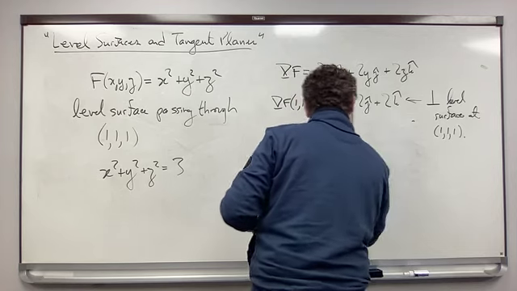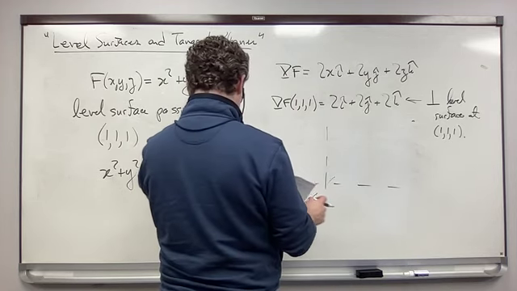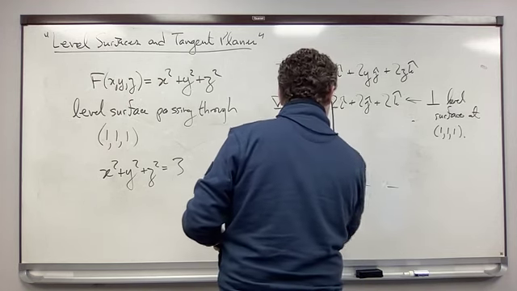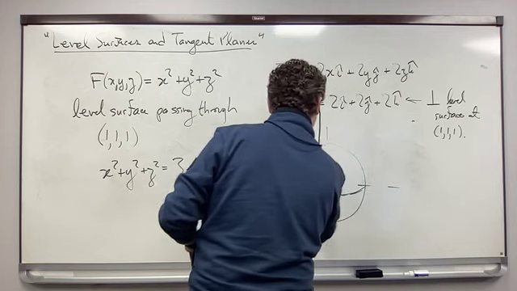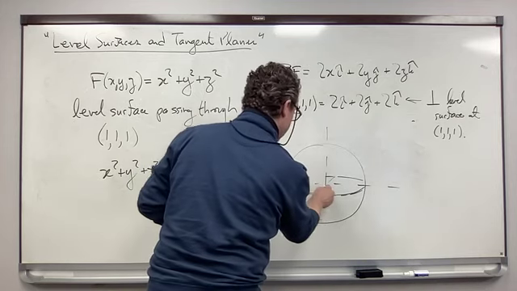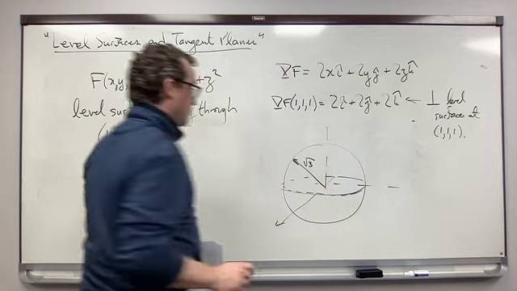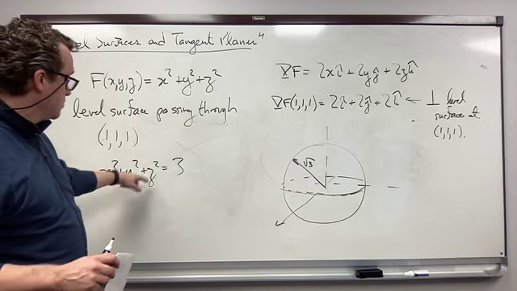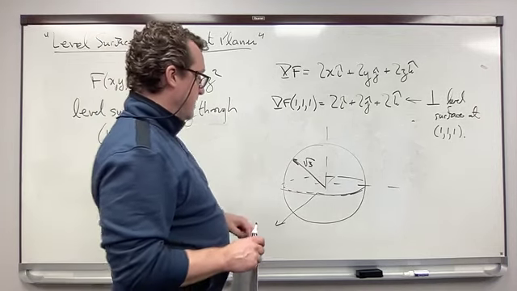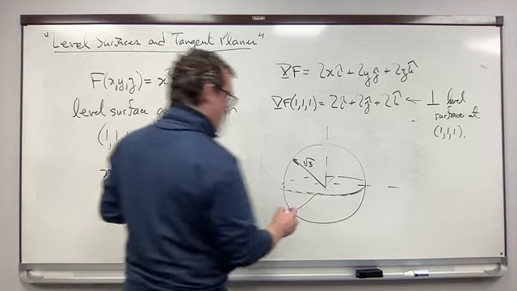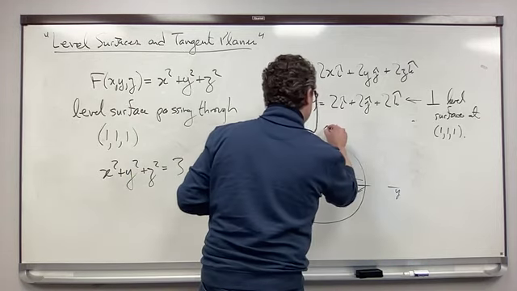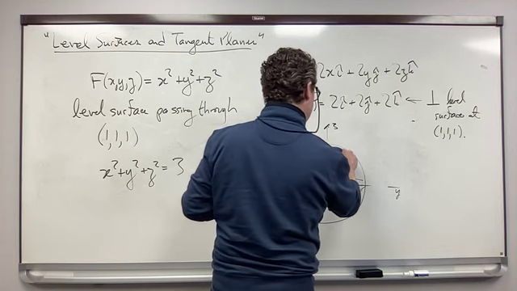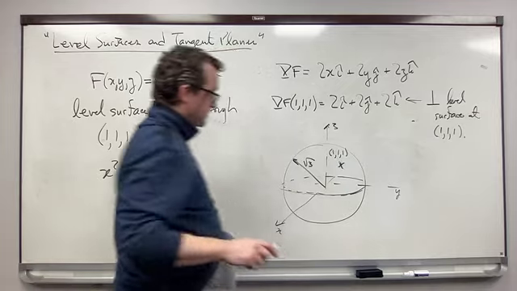So if we try to draw this, this will be some sphere, and this sphere has a radius of square root 3, because the general equation for a sphere is x squared plus y squared plus z squared equals r squared. The point 1, 1, 1, if this is x, y, z, so we come out along this axis, right about there is the point 1, 1, 1. That's on this level surface.